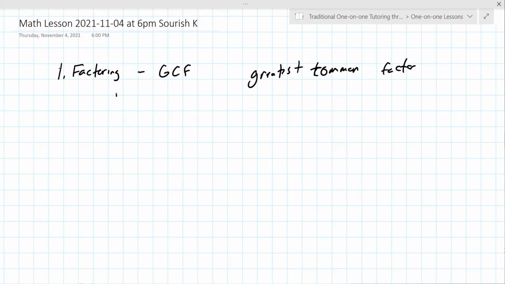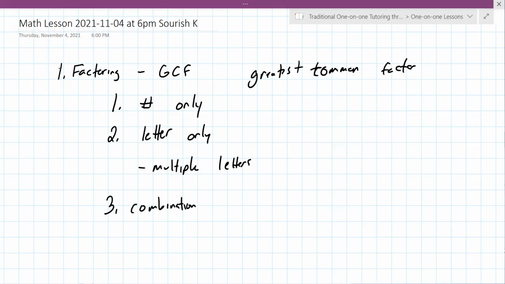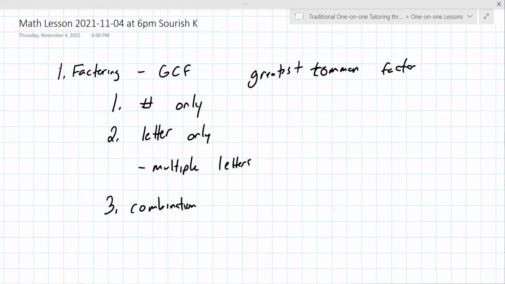Now there's a couple of types. There's number only, meaning you only factor out a number. The second type is letter only. And then kind of a subtype is multiple letters or multiple variables, but they're letters. And then the third is the combination of those. Okay, so we're gonna look at type 1 first, number only.